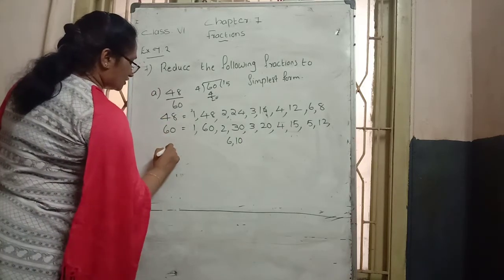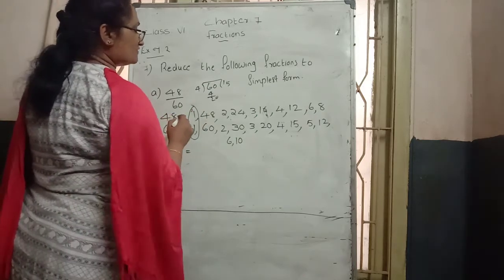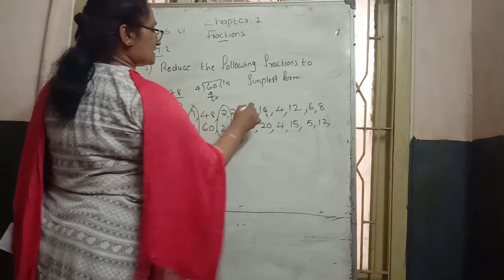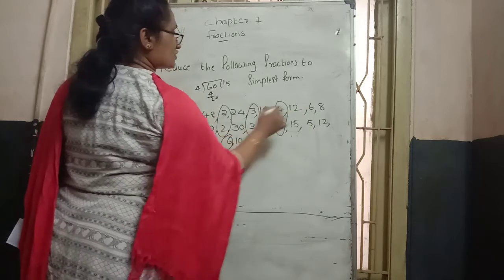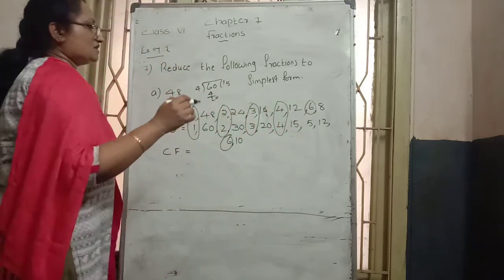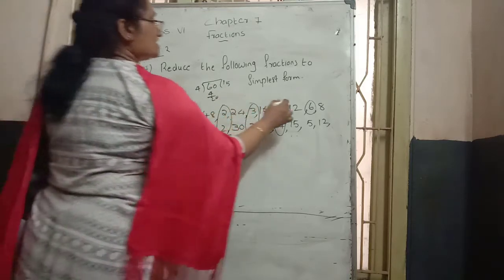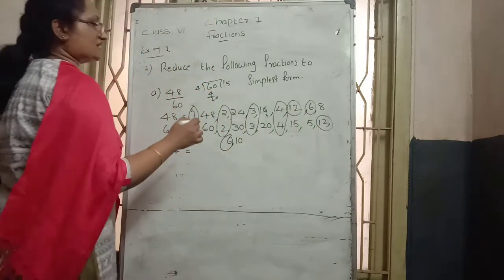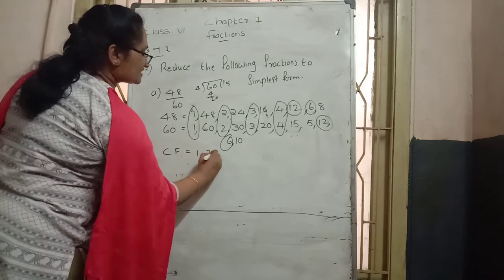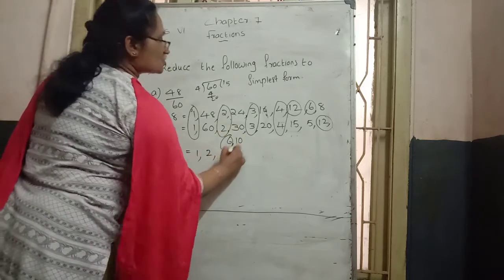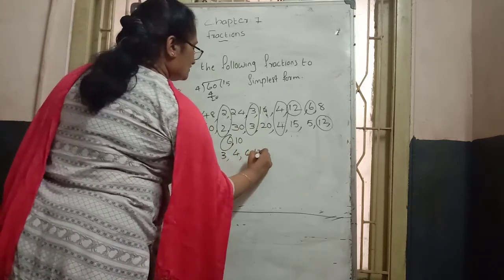Then CF, common factor. Which are the common factors? 1 is a common factor, 2 is a common factor, 3 is a common factor, 4 is a common factor, and 6 is a common factor. Then again, are there any others? Yes, 12 is also a common factor. So the common factors are 1, 2, 3, 4, 6, and 12.